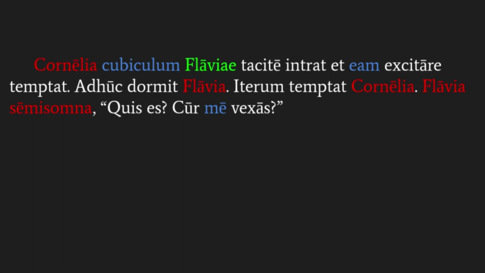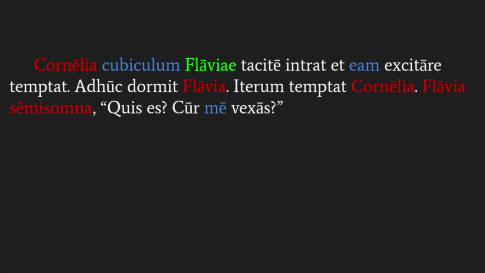It continues with iterum temptat Cornelia. So Cornelia temptat, she tries, iterum, again, right? She tries again to wake her up. Then you have Flavia semisomna. Quis est? Cur me vexas. Right? So Flavia is described as semisomna, half asleep, right? So she wakes up, but she's half asleep basically. And she says, quis est, who are you?